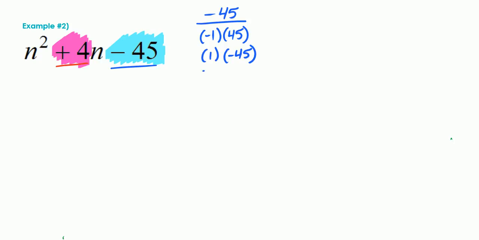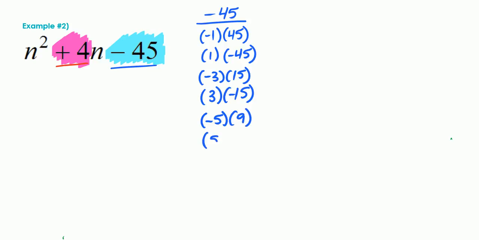I could also say negative 3 times 15 and 3 times negative 15. Those factors multiplied together will also give me negative 45. But I have a couple more left. Negative 5 times positive 9 and positive 5 times negative 9. Those will also give me negative 45.